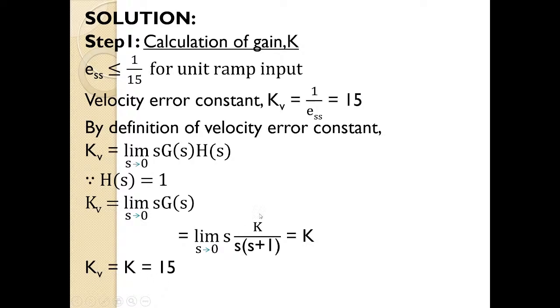What is kV value? kV value is 15. And here what did we get? Here we have got kV is equal to k. So it's a simple mathematical simplification here once again. So nothing much complicated. So we have got velocity error constant is equal to k, so k value is 15. Write it down quickly.